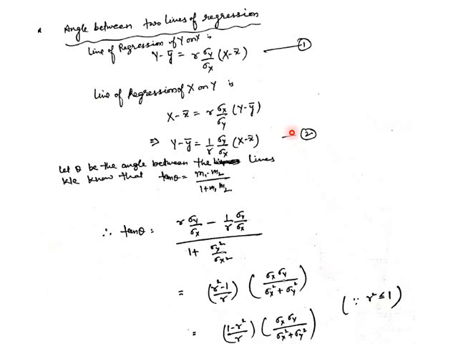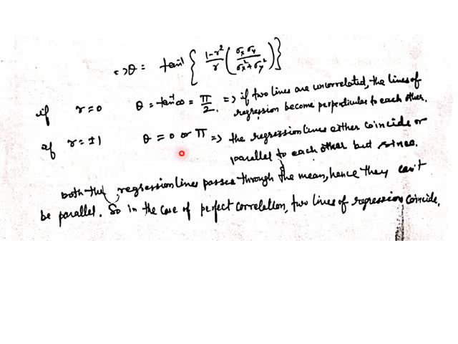If these two are in the same format, then we apply the angle: let theta be the angle between them. Then we use the formula tan theta equals m1 minus m2 upon 1 plus m1 m2, and if you put the values, we get tan theta equals this. On simplification, you get this relation, and since we know that r square is less than or equal to 1, the final value of tan theta equals this. In both cases, you get theta equals 0 or pi. Now, theta equals 0 or pi directly indicates that the regression lines either coincide or are parallel to each other.